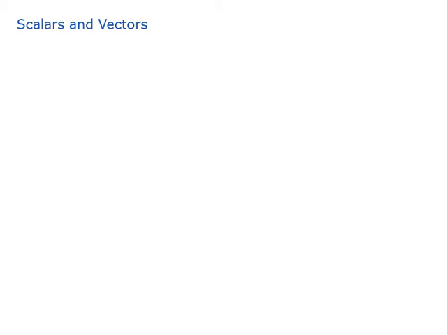Hello again. This lesson is about scalars and vectors and the terminology that we use in physics when we're talking about those things. So, for starters, a number is a scalar if it doesn't have any direction to it. If it's an amount without a direction.